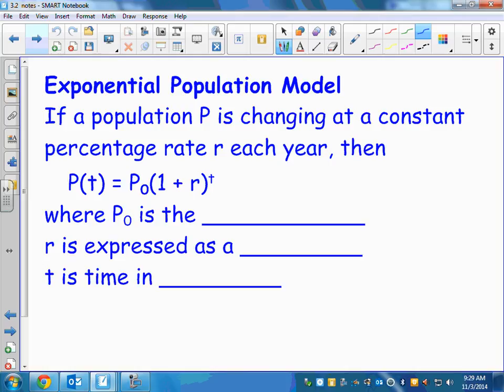If a population is changing at a constant percentage rate, instead of talking about logistic growth, we can write it in this form, where P sub 0, guess what that is? Initial population. And R is your constant percentage rate of growth or decay. But if we're talking about a percentage rate, then you need to make sure you express R as a decimal. Right, so if it's 5% growth, that's 0.05. And time is in years.